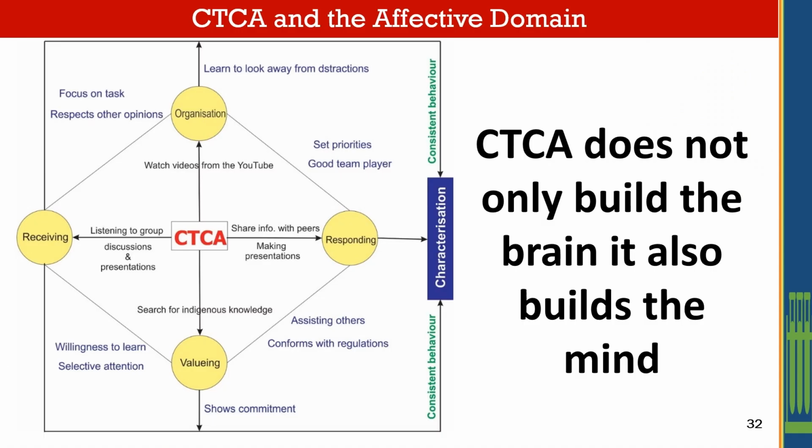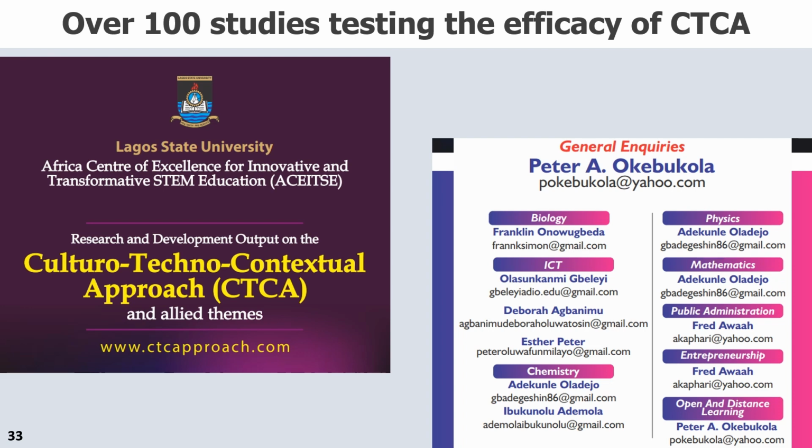Beyond cognitive achievements that we have published in all of these journals that I showed earlier, we also found out that CTCA is helping to build students beyond cognitive ability to affective ability. So we can say CTCA does not only build the brain, but also builds the mind. Like I said earlier, we have had over 100 studies that have tested the efficacy of CTCA. This pamphlet here houses over 85 studies that we have engaged in with the use of CTCA.